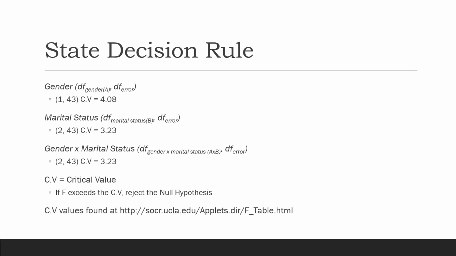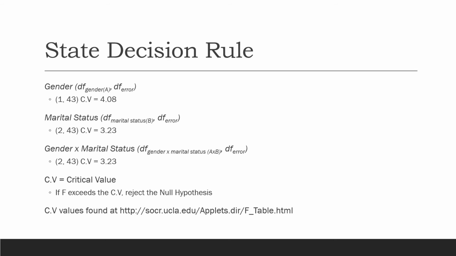And you go to your F table and you find your X, which is the first number, and that's the number on the top. So you find 1, and then you go all the way down to 43. Once you hit 30, most of the F tables start to go in bigger intervals instead of just by 1, so I rounded to 40 since that was the closest number I could find. And CV is our critical value. For 1, 43, it was 4.08. For marital status, it was 2, 43, and our CV was 3.23. And then gender times marital status was 3.23 as well.